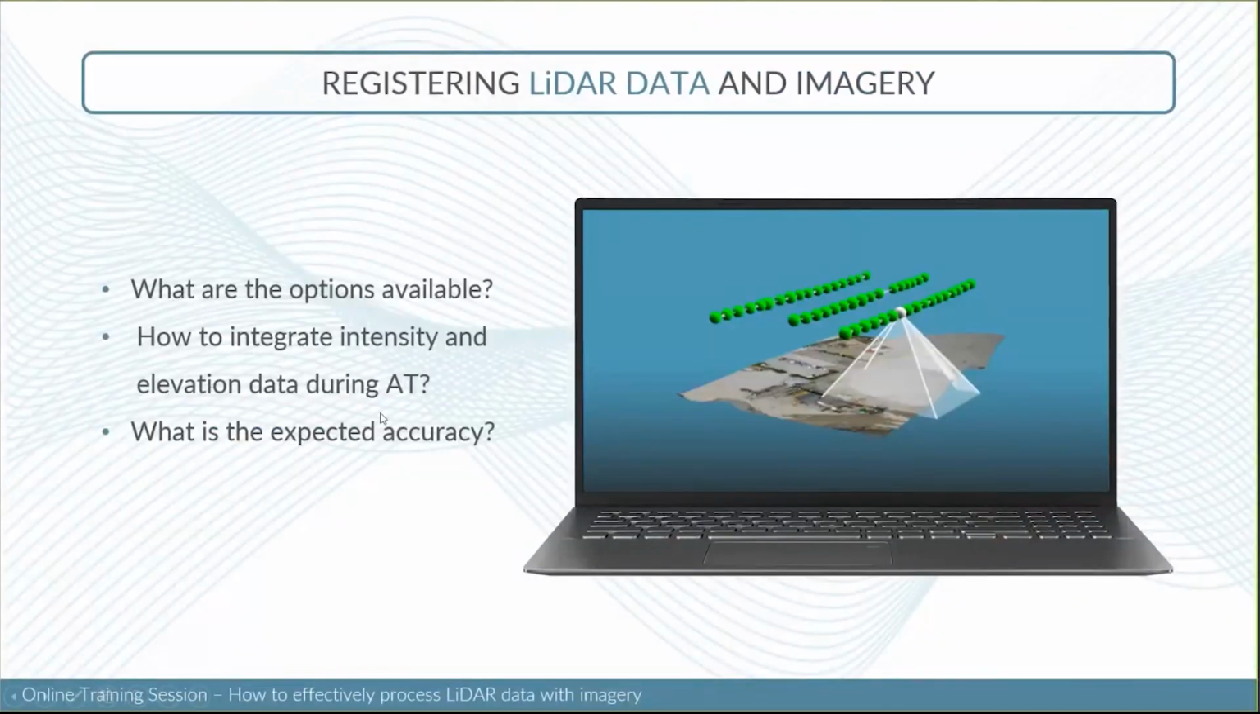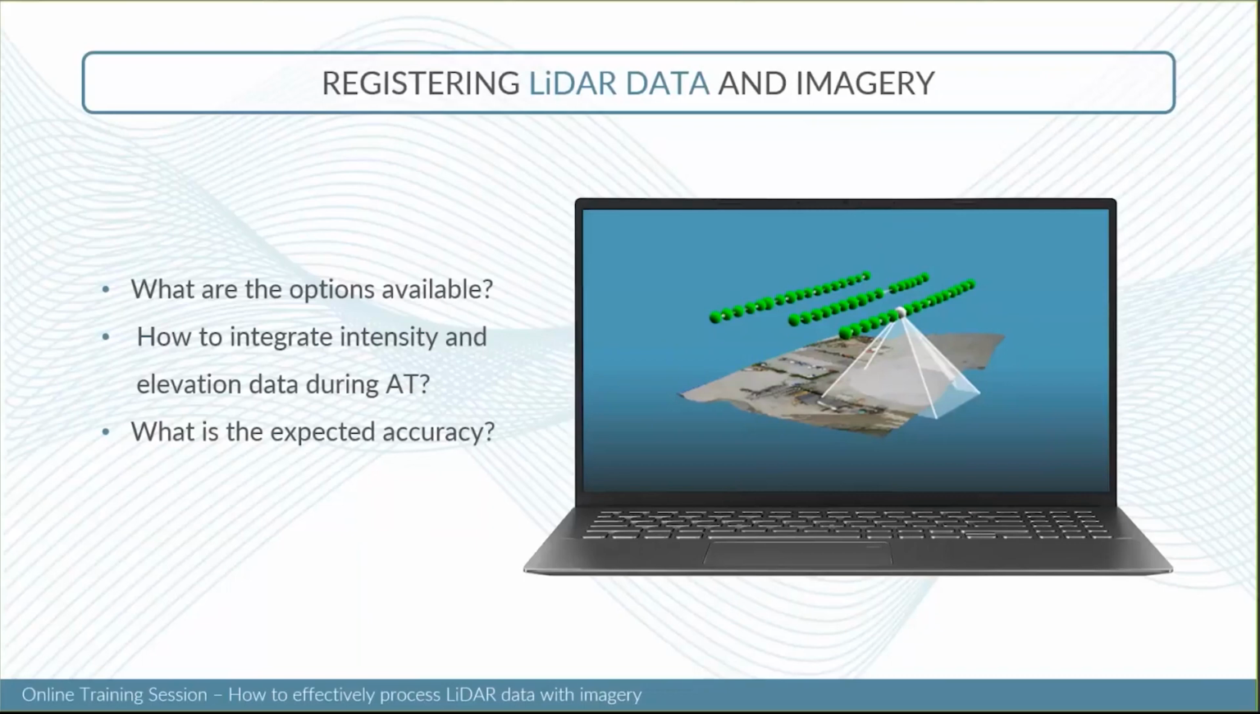Now, if you want to register your LiDAR and your imagery together during your aerial triangulation, I would suggest two types of workflow. One is more conventional, which is to control your LiDAR: take some GCPs on your LiDAR and then integrate them in your images system. The other one would be based on the intensity of the LiDAR. So I'll show you both workflows and how to use them.